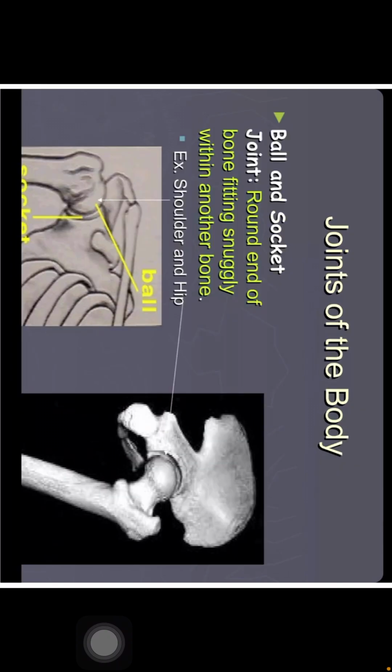And next are the joints of the body. Ball and socket joint: the round end of a bone fitting snugly within another bone. An example is our shoulder and hip, as I mentioned earlier about movement. You can see it in our shoulder and hip.